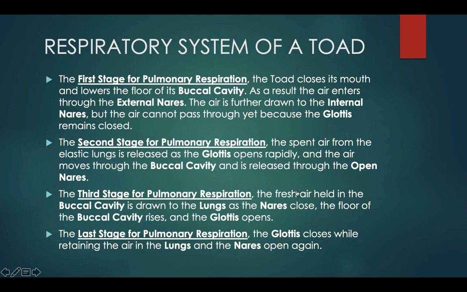In the second stage, the spent air from the elastic lungs is released as the glottis opens rapidly. The air moves through the buccal cavity and is released through the open nares. In the third stage, the fresh air held in the buccal cavity is drawn to the lungs as the nares close, the floor of the buccal cavity rises, and the glottis opens. In the last stage, the glottis closes while retaining the air in the lungs, and the nares open again. That's it for the respiratory system of the toad.